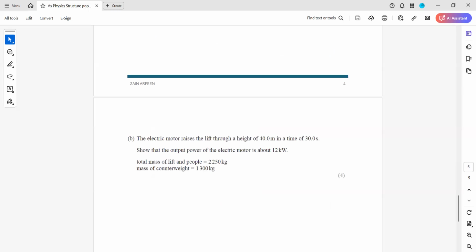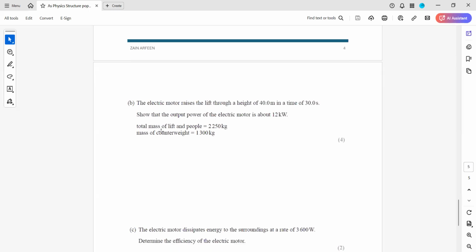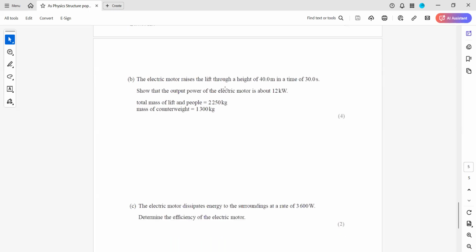The next is part B. The electric motor raises the lift through a vertical height of 40 meters. In a time of 30 seconds, show that the output power of the electric motor is about 12 kilowatt.